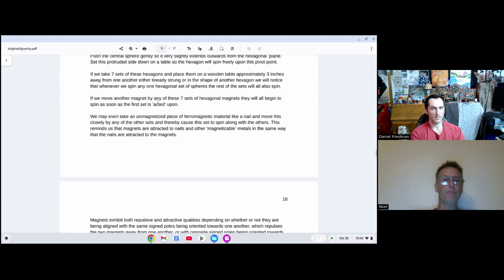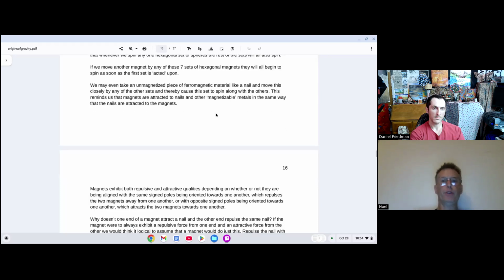If we move another magnet by any of these 7 sets of hexagonal magnets, they will all begin to spin as soon as the first set is acted upon. We may even take an unmagnetized piece of ferromagnetic material like a nail and move this closely by any of the other sets and thereby cause this set to spin along with the others. This reminds us that magnets are attracted to nails and other magnetizable metals in the same way that the nails are attracted to the magnets.